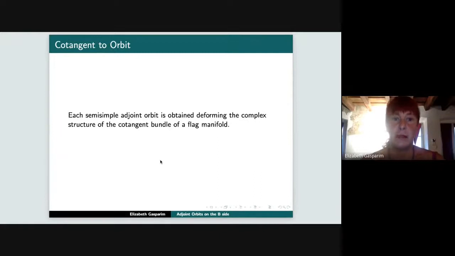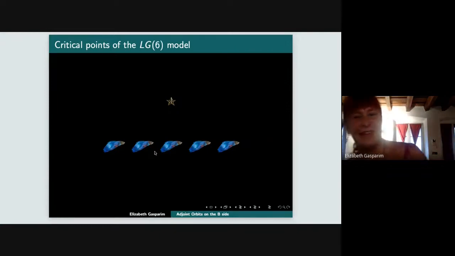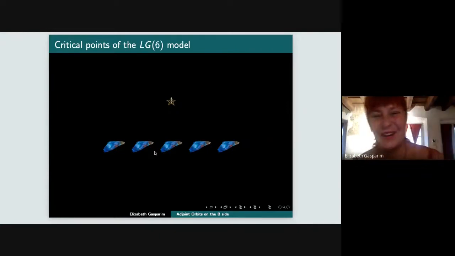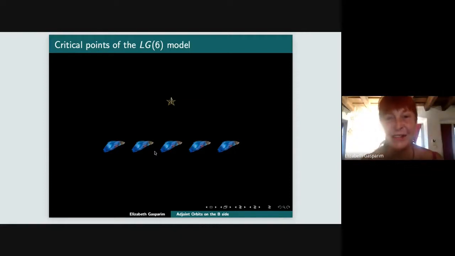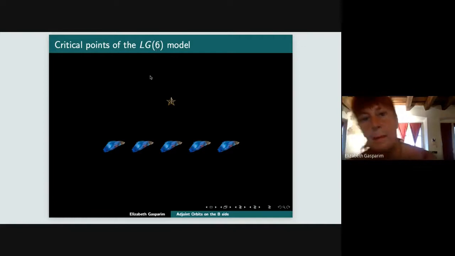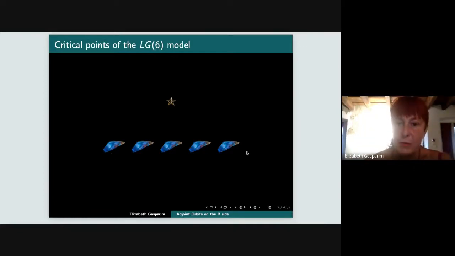Okay, now the other family to study: the cotangent bundle of the flag variety. And now come my best slides ever. Slide number one, I'm so happy with them. I hope you're happy. You see, that's a different duality that is clear and that I want to explain. So these are five fishes and one star. These are my adjoint orbit of SL6, and there are six critical points.